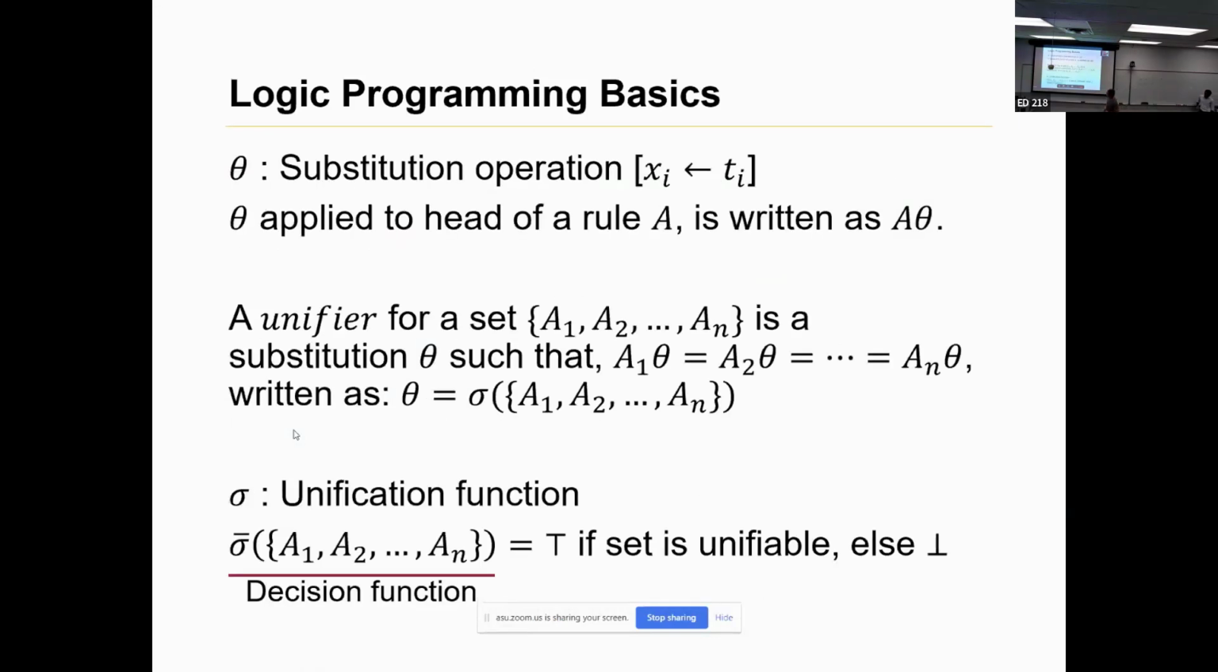Okay, so theta stands for the substitution operation. So we substitute from a term T to a variable. And theta applied to the head of rule A is written as A theta. A unifier for a set of atoms, atom 1 to atom n, is just a substitution theta such that A1 theta equals the others. I'm not going to read all of this.